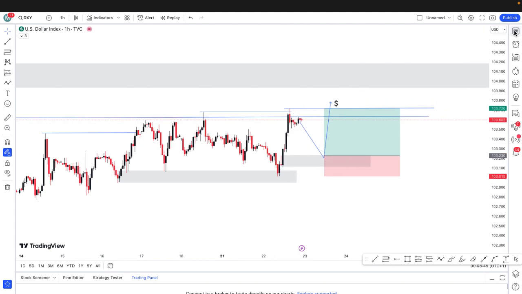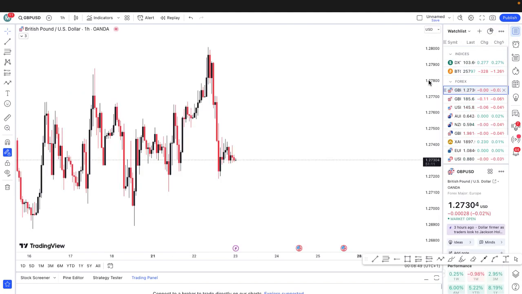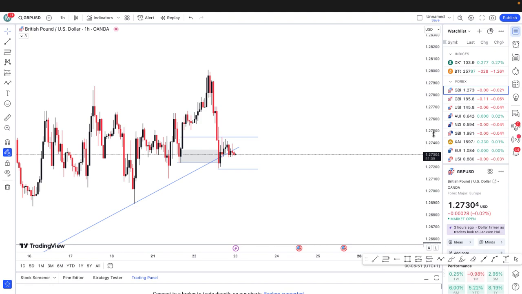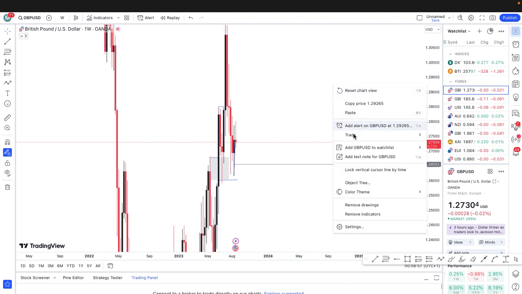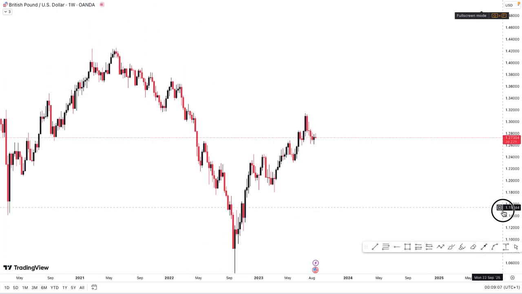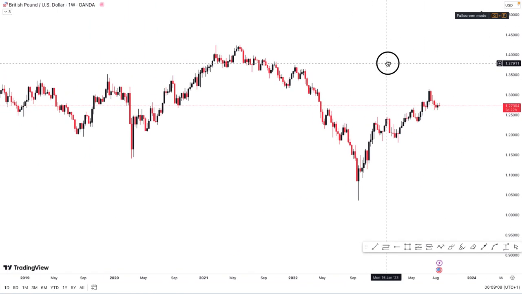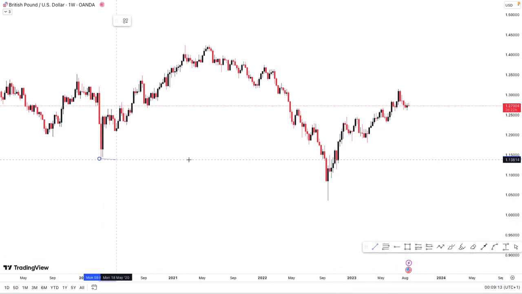So having this in mind, I go straight to British Pound USD. I start from the 1 week time frame. I remove all the drawings. And on the 1 week time frame, what am I seeing? On the 1 week time frame, I can see price is in a downtrend.